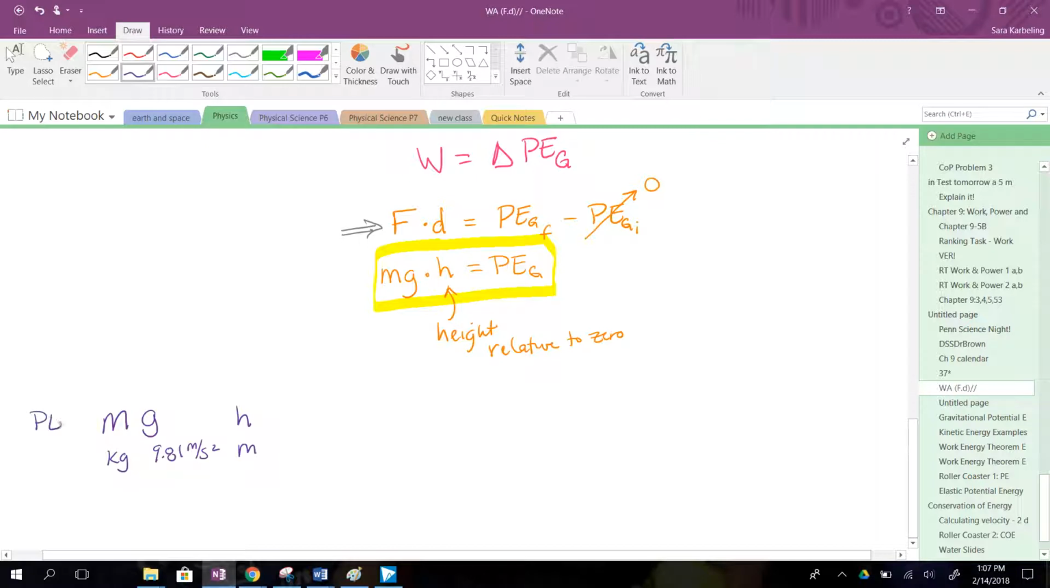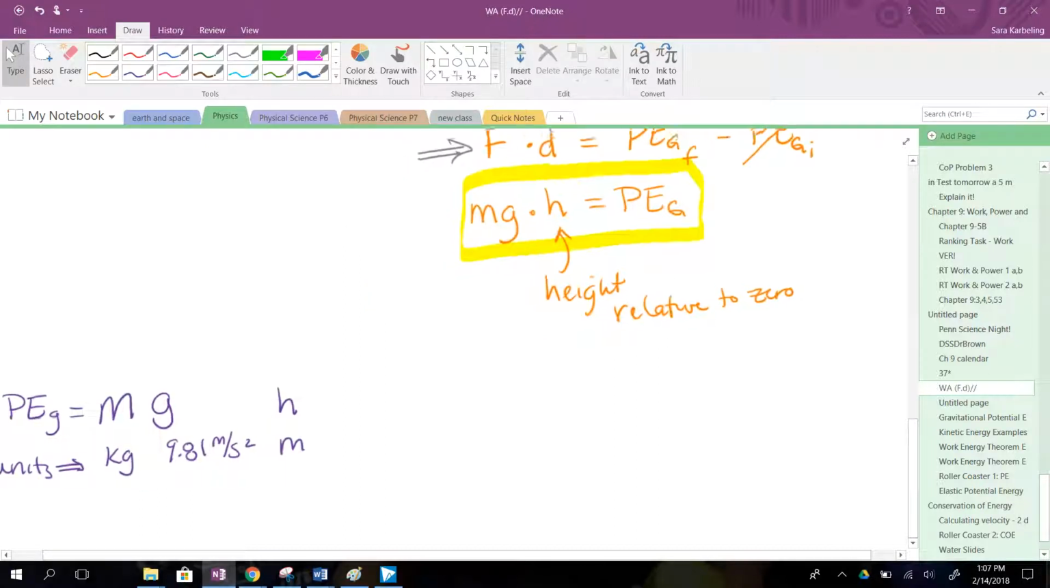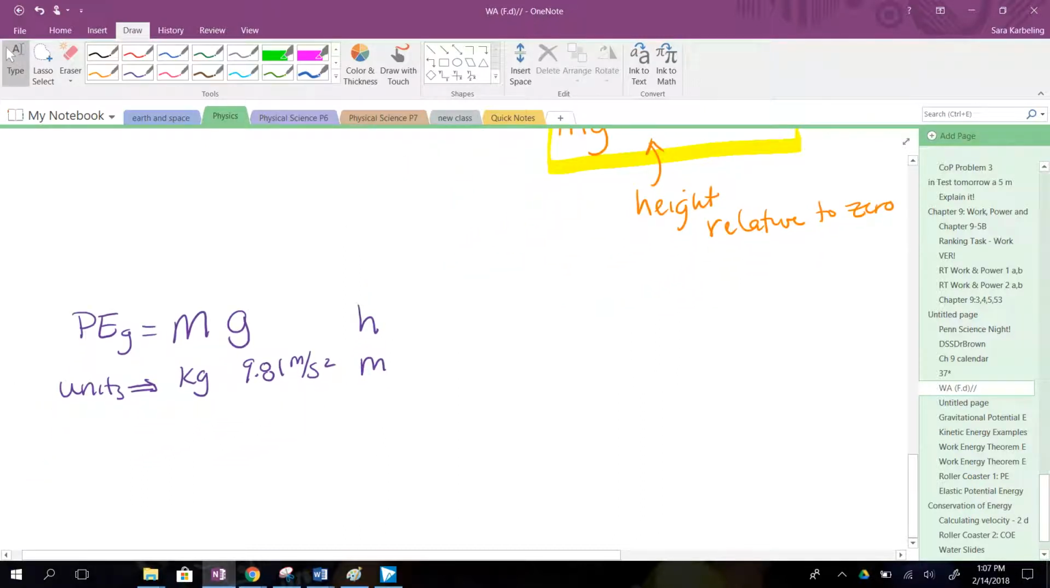So gravitational potential energy, this is just units down here, just to make this really clear what we're doing here, okay? So we've got kilograms times meter per second squared times meter. That is a lot to say. I don't really want to measure.